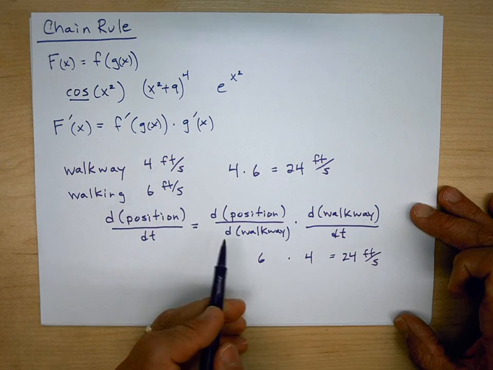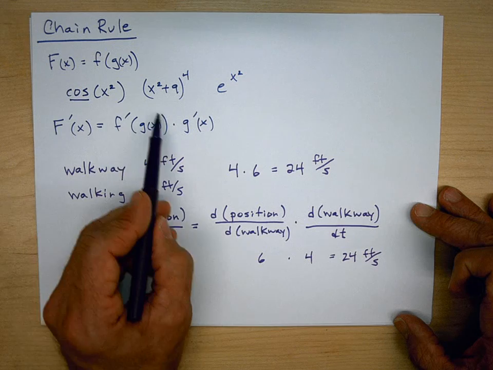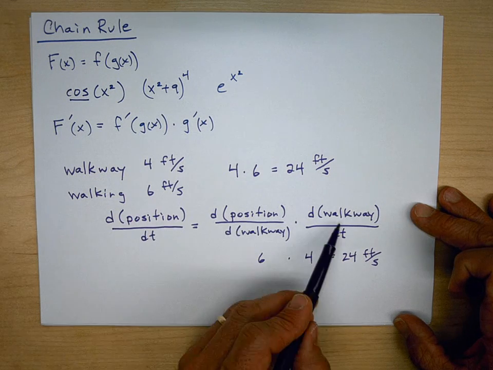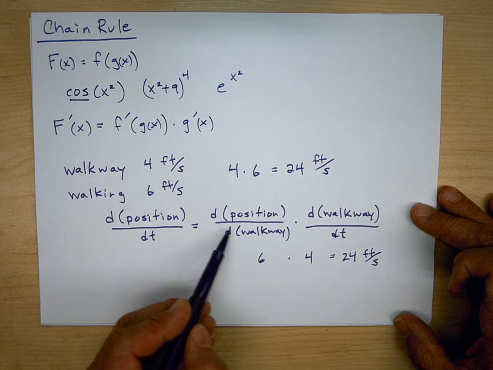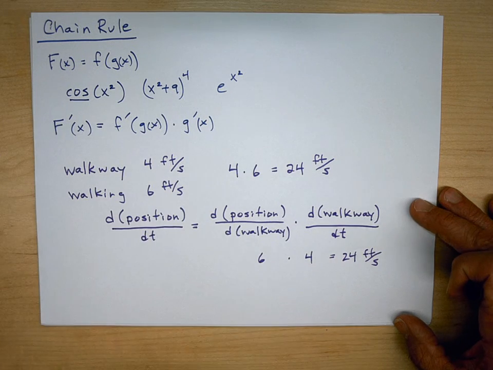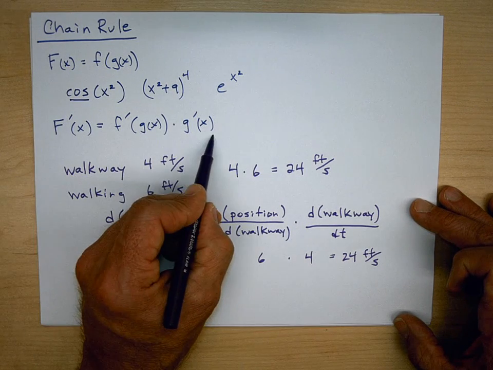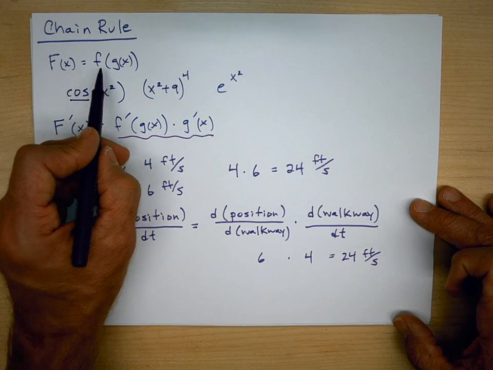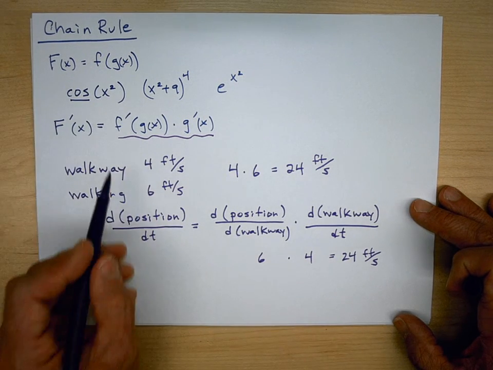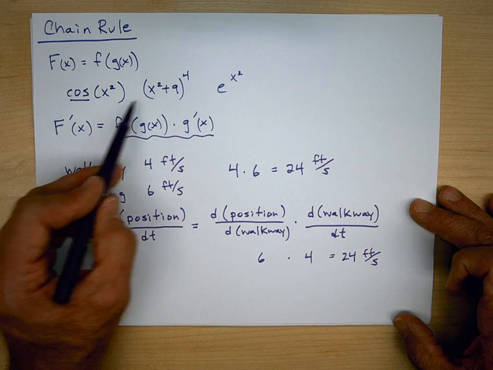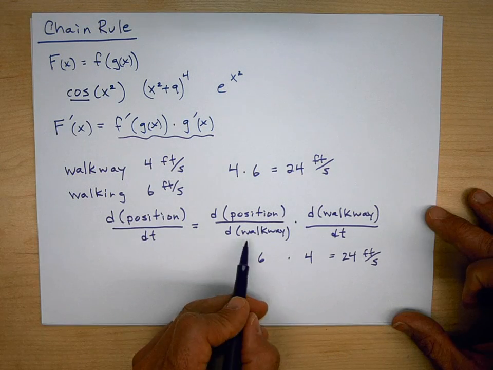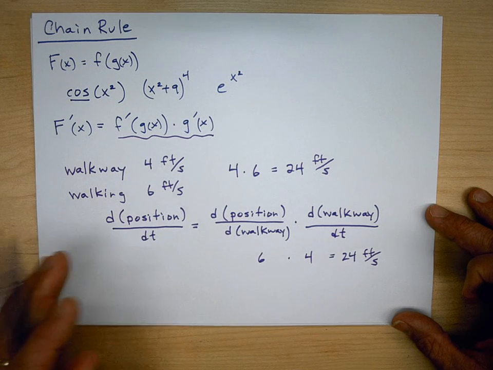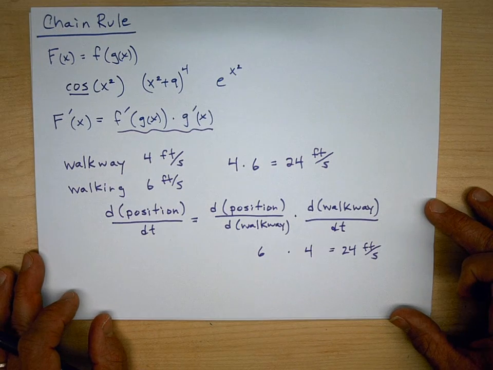And so you can see this is like this piece right here, and then this is like this piece. But the point is, you have rates of change being multiplied. That's the big idea here, and that's why this makes sense. When you have two things going on in this composition, like walking on a moving walkway, then the rate of change of that whole thing is going to depend on the rates of change of each of the individual ones. That's basically what the chain rule is saying.